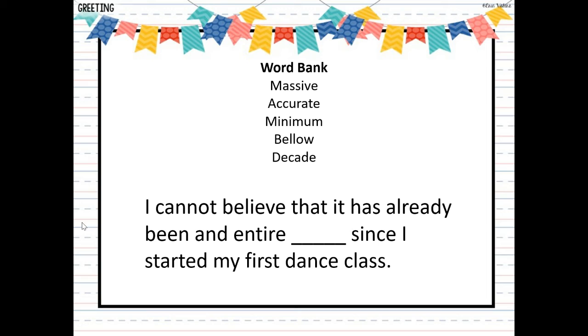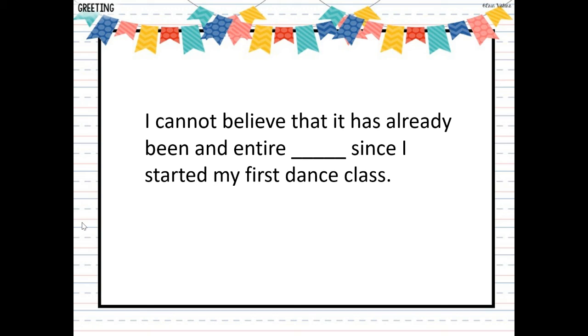Same words, our sentence. I cannot believe that it has already been an entire blank since I started my first dance class. So again, our words are massive, accurate, minimum, bellow, and decade. And this is referring to a period of time. So the word that would make the most sense is decade. Decade meaning 10 years.